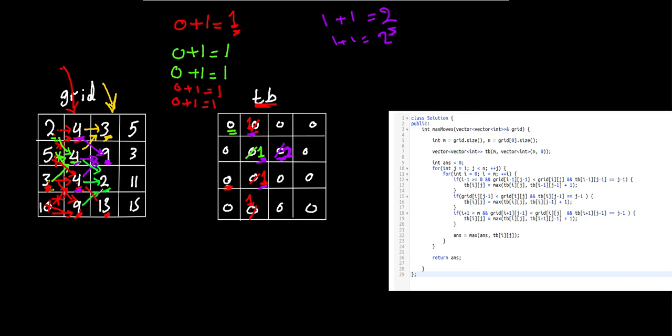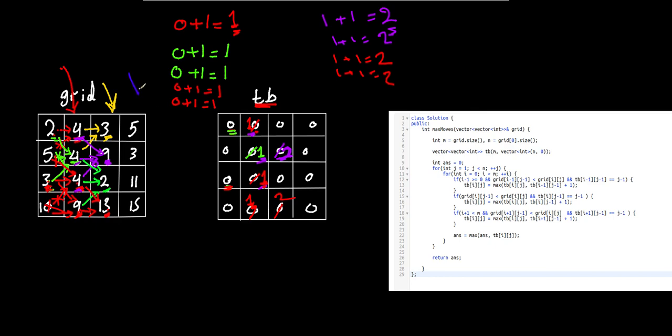We can reach it from this cell or from this cell. 4 to 13, what is the value at 4? It's 1, so 1 plus 1 equals 2. We update this to 2. From 9 to 13, at 9 it's 1. 1 plus 1 equals 2, it's the same.